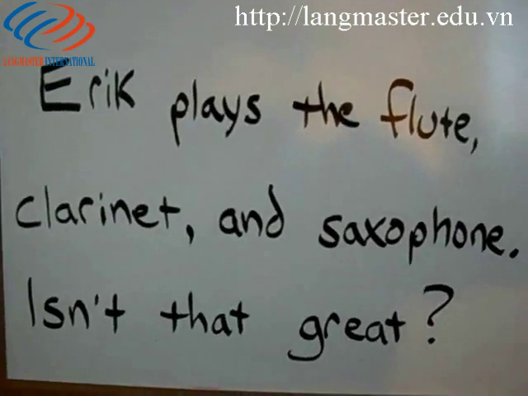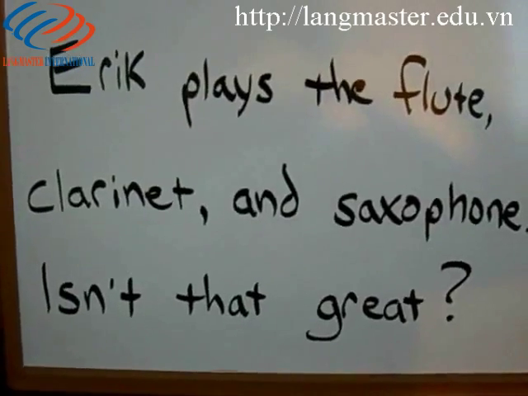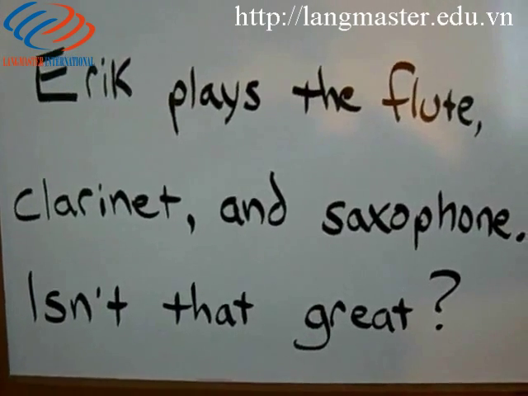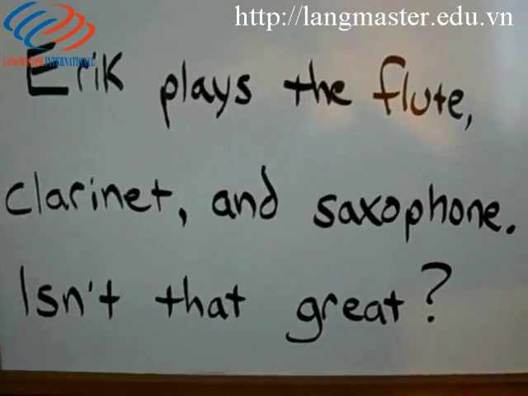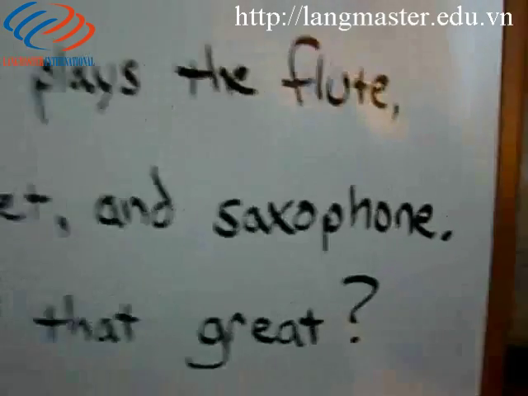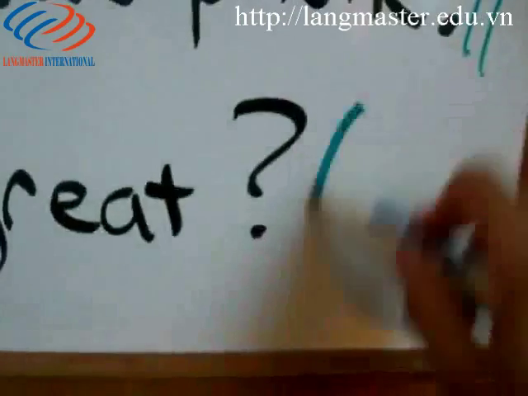Now let me give you an example of rising intonation. Eric plays the flute, clarinet, and saxophone. Isn't that great? In this example, we have a sentence and a question. That means we have at least two thought groups. Let's mark those. Here and down here.